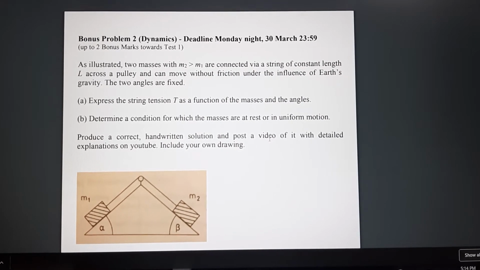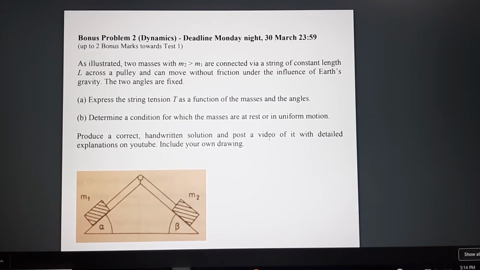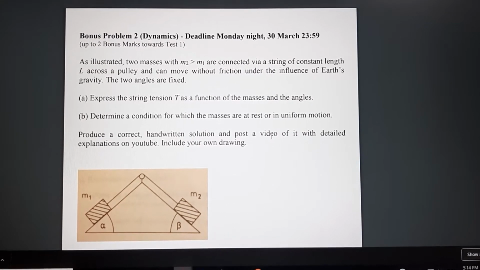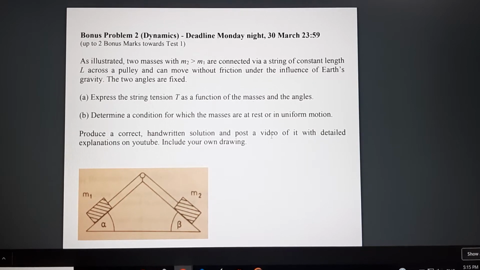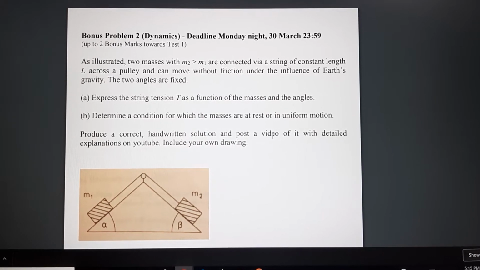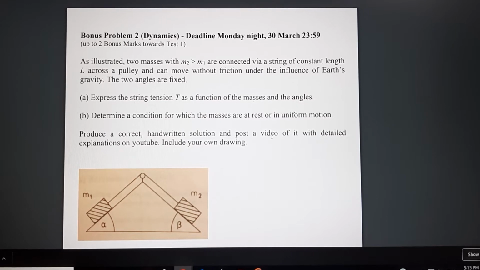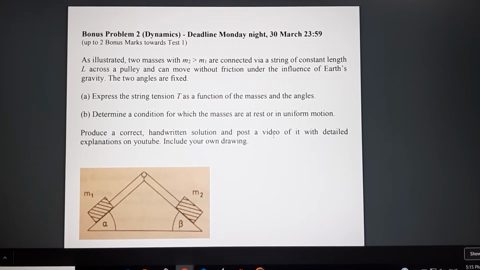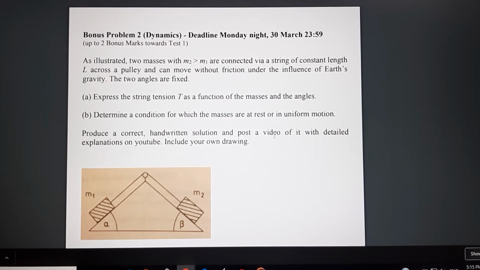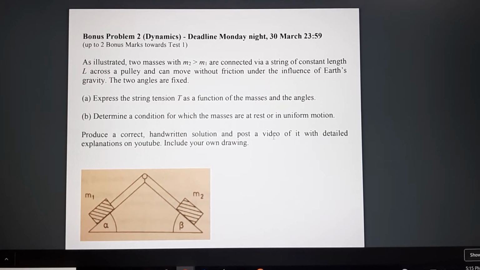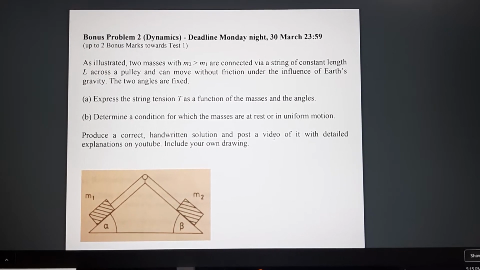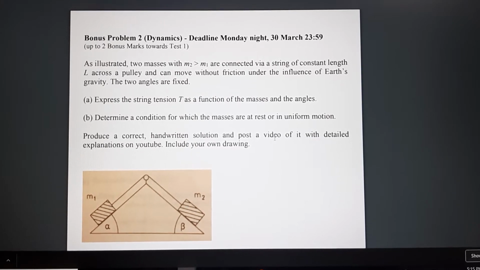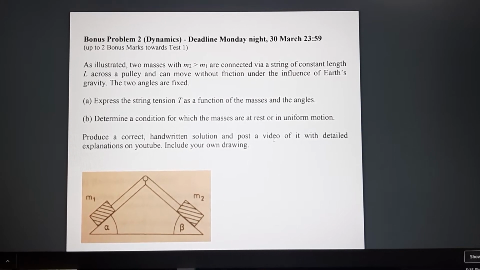Right, so we have a problem here on dynamics about tension. As illustrated, two masses are connected via a string of constant length across a pulley and can move without friction under the influence of Earth's gravity. The two angles are fixed. A is express the string tension as a function of the masses and the angles, and B is determine the condition for which the masses are at rest or in uniform motion.